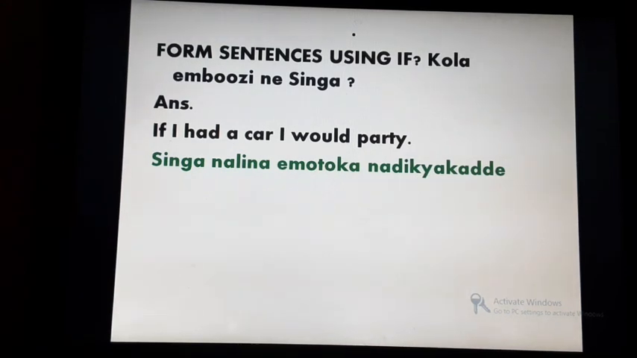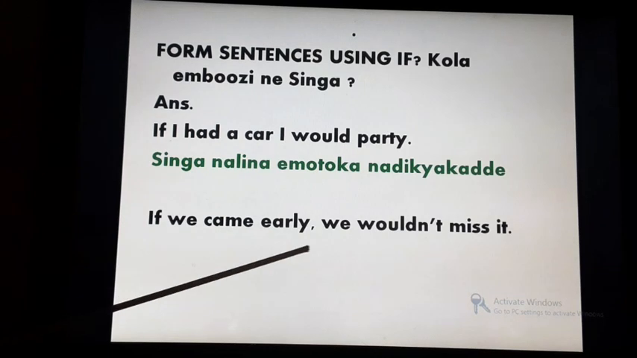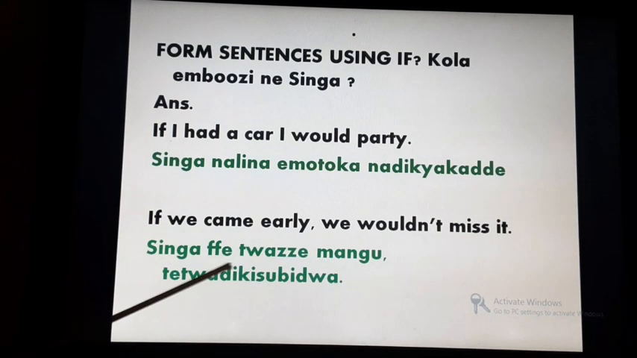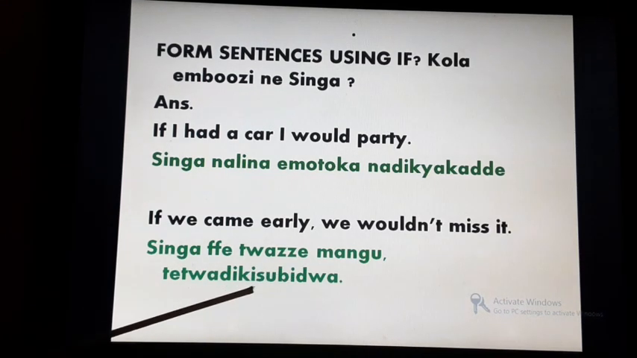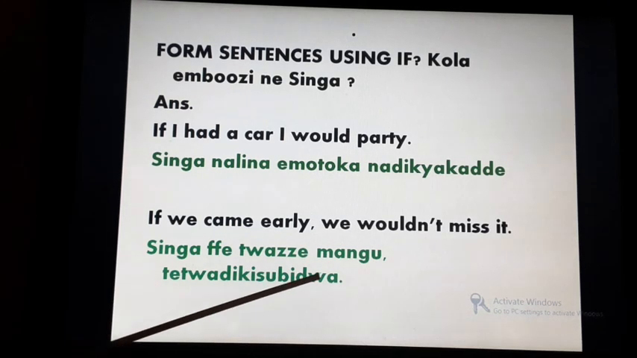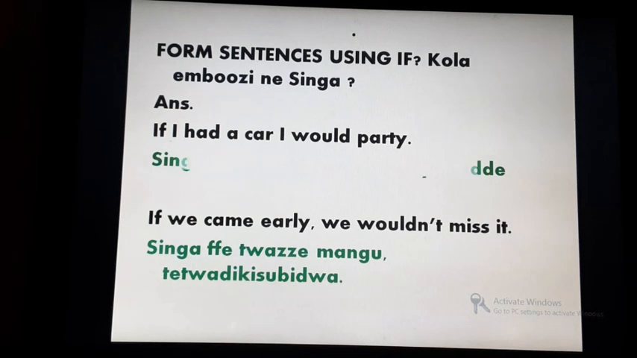Another answer could be, if we came early, we wouldn't miss it. In Luganda this is singa ffe twazze mangu tetwandikisubiddwa. Missing it is okukisubwa. Because you are many, tetwandikisubiddwa. If we came early, we wouldn't miss it, singa ffe twazze mangu tetwandikisubiddwa. Okay, let's proceed.